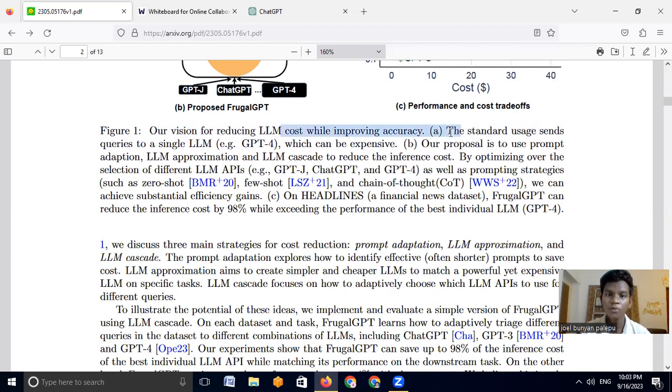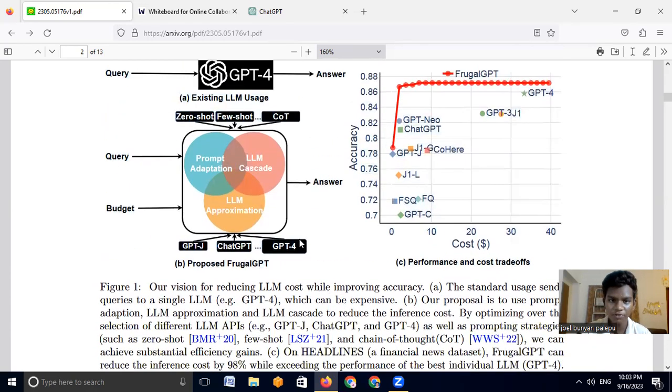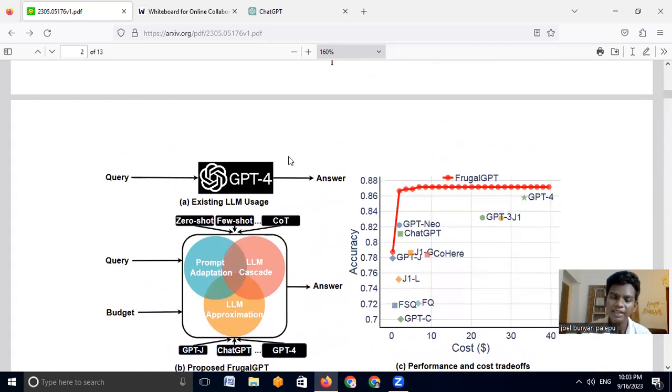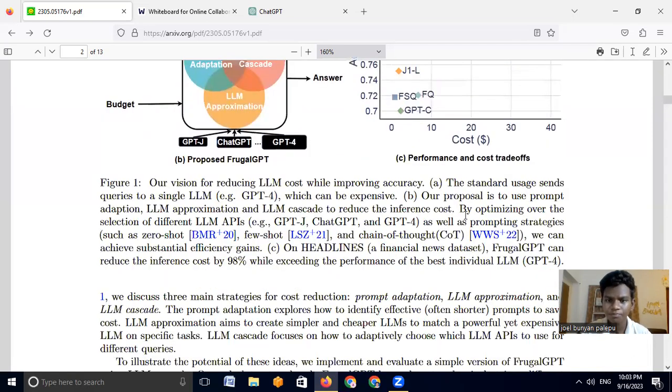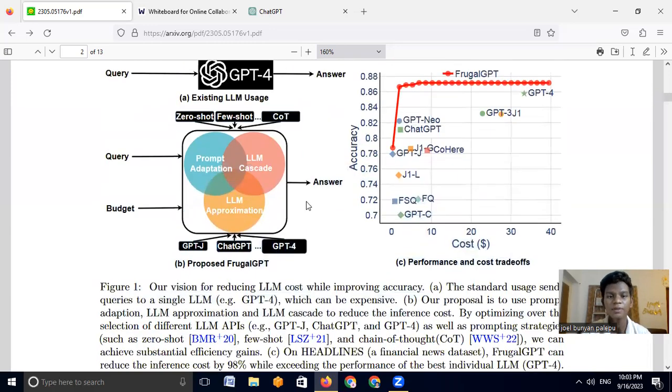Our vision for reducing LLM cost while improving accuracy. The standard usage sends queries to a single LLM, which can be expensive. So this is expensive, they say, sending things to GPT-4 and getting an answer. Our proposal is to use prompt adaptation, LLM approximation, and LLM cascade to reduce inference cost by optimizing over the selection of different LLM APIs, as well as prompting strategies such as zero shot, few shot, and chain of thought. We can achieve substantial efficiency gains.